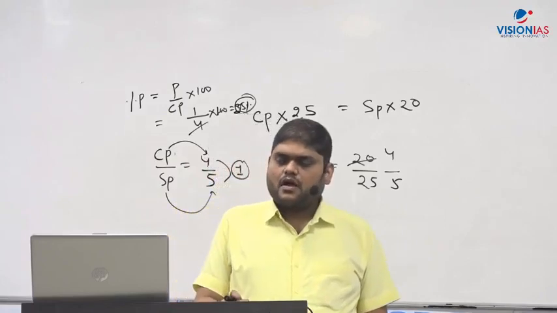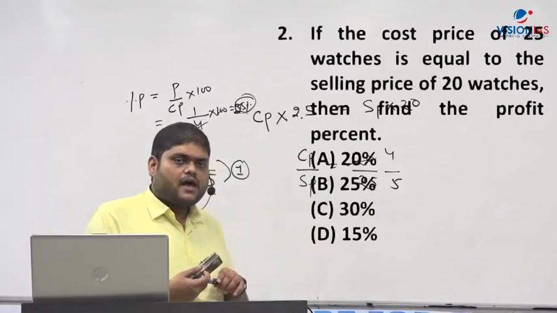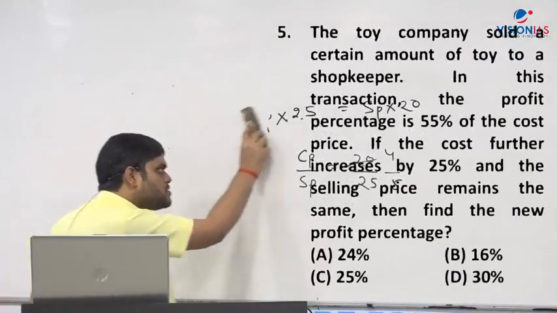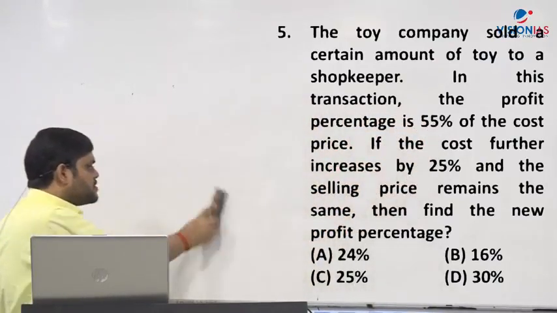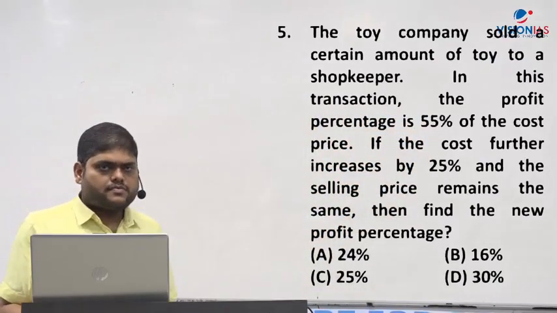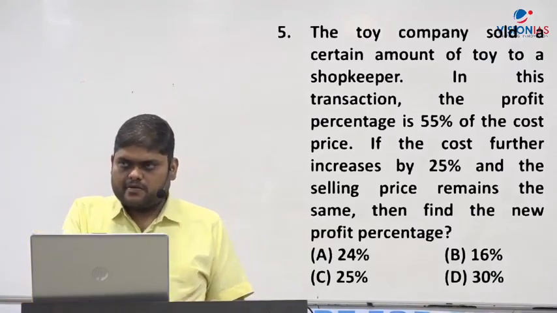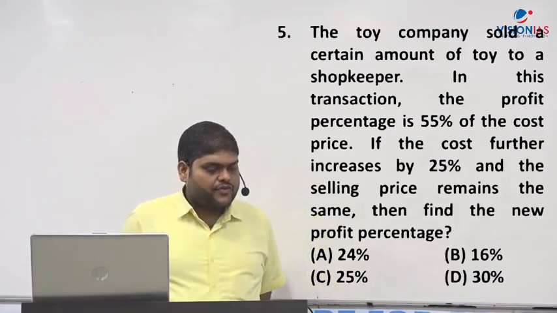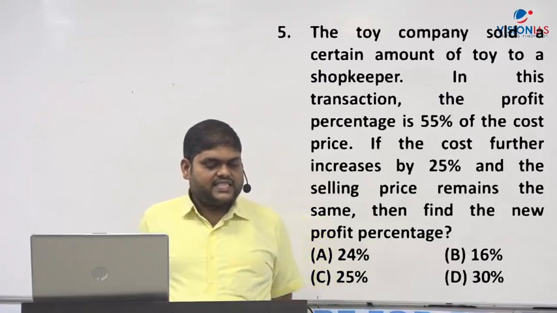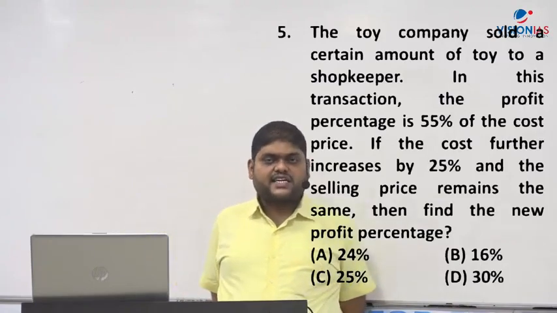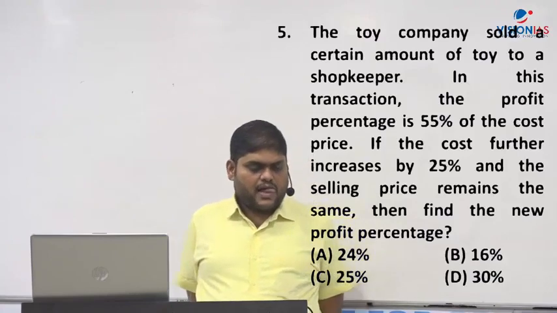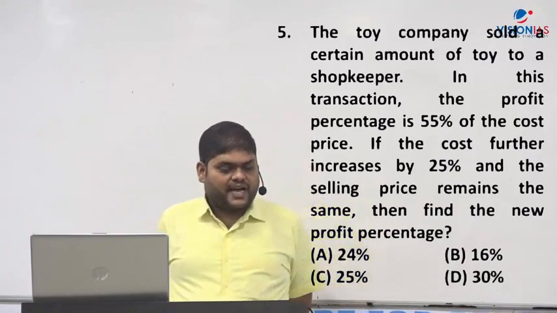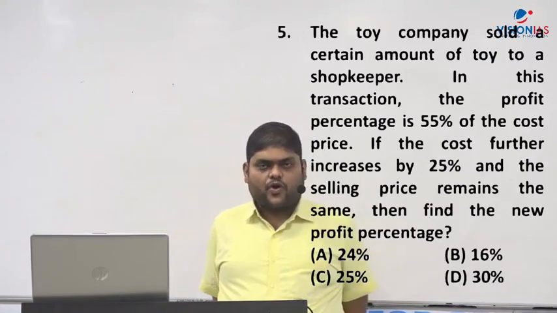Now, question number 5. Question number 5 will come on your screen. The question is, a toy company sold a certain amount of toys to a shopkeeper. In this transaction, the profit percent is 55% of cost price. If the cost price further increases by 25% and the selling price remains the same, find the new profit percent.